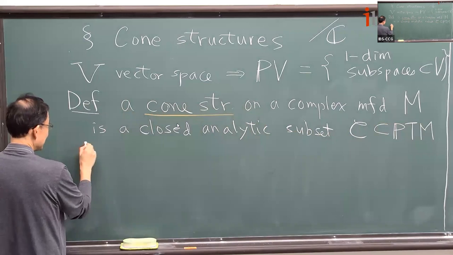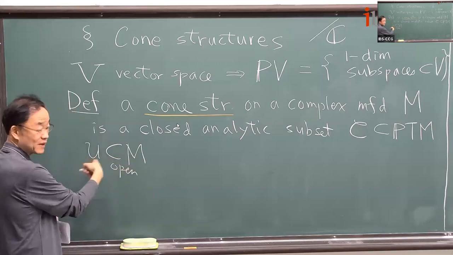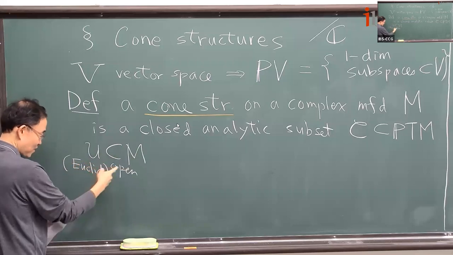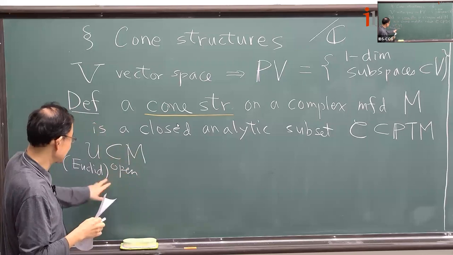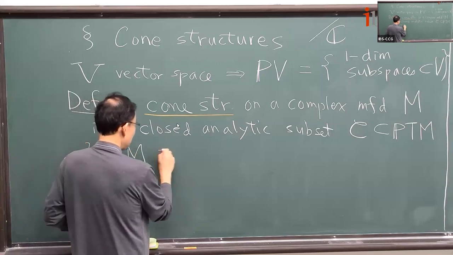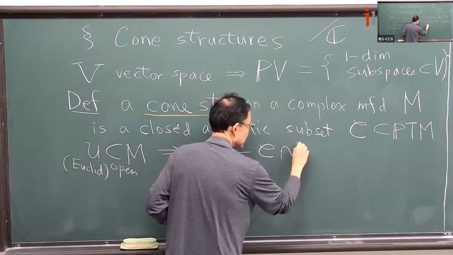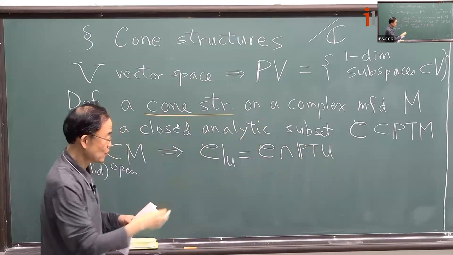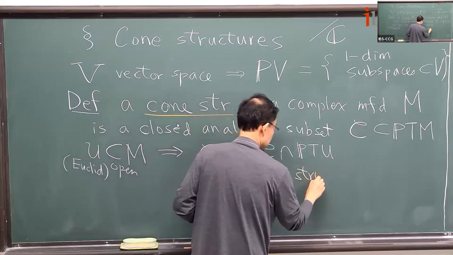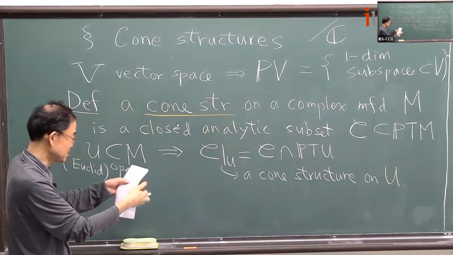Now, if you have an open subset of the complex manifold, whenever I talk about open, I mean Euclidean topology, unless I say that it's Zariski topology. But usually, open subset means Euclidean open set. The restriction of the cone structure just means the intersection with U. So this is a cone structure on U. You can restrict the cone structure to an open subset.